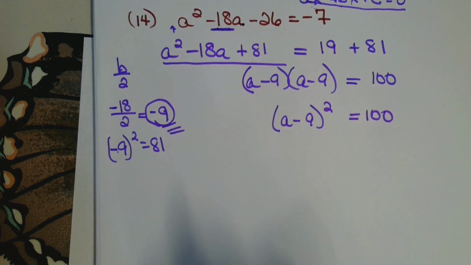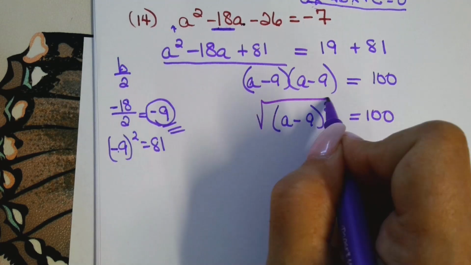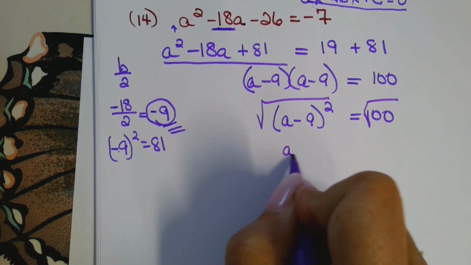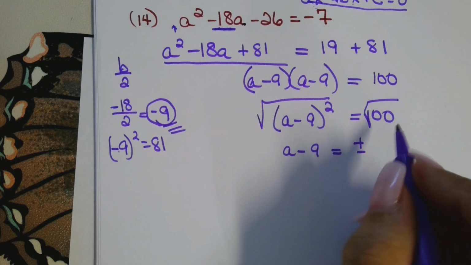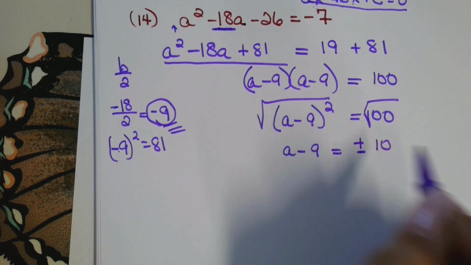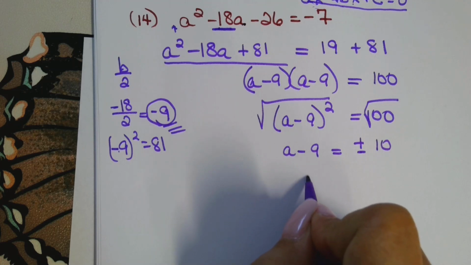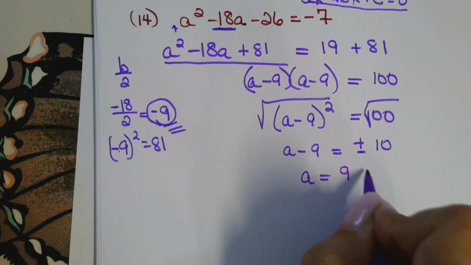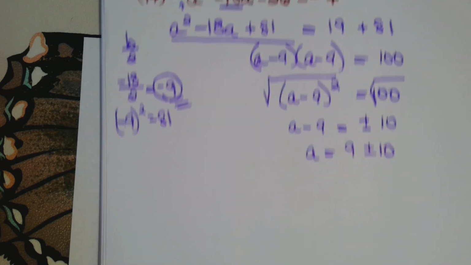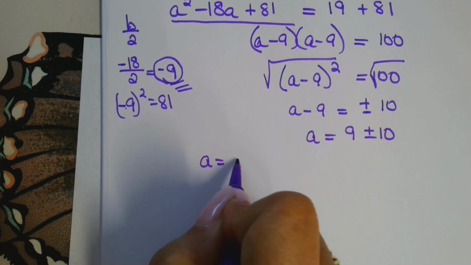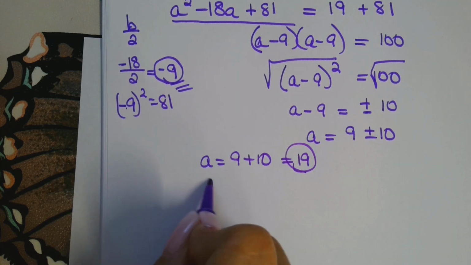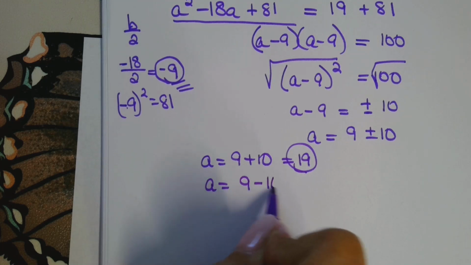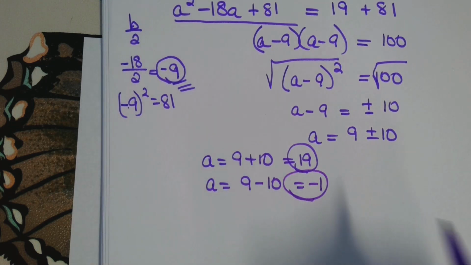And we know how to solve these. We're going to take the square root of both sides. This is going to be a minus 9 equals, do not forget, plus minus when you take the square root of a number, and the square root of 100 is 10. And then we add 9 to both sides. So we have two possible solutions. Either a equals 9 plus 10, which is 19, that's solution 1, or a equals 9 minus 10, which is negative 1, and that is solution 2.